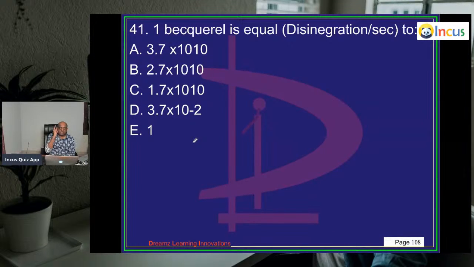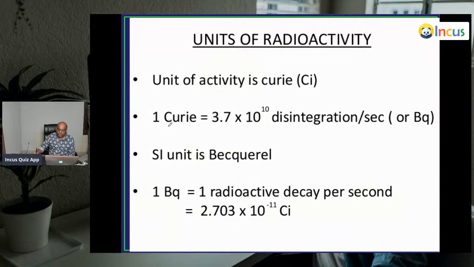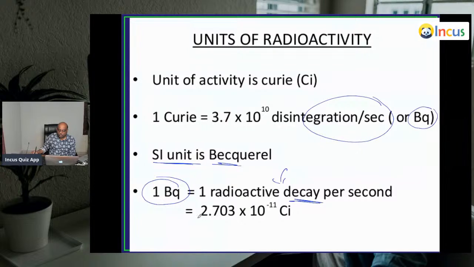So what is one becquerel equal to? You should know, 1 curie is equal to 3.7 into 10 to the power of 10 disintegrations per second, or becquerel. So the SI unit is basically becquerel. 1 becquerel is equal to 1 radioactive decay per second, which is equivalent to 2.703 into 10 to the power of minus 11 curie is what you have to remember, the conversion factor, which is the favorite question of the examiner.